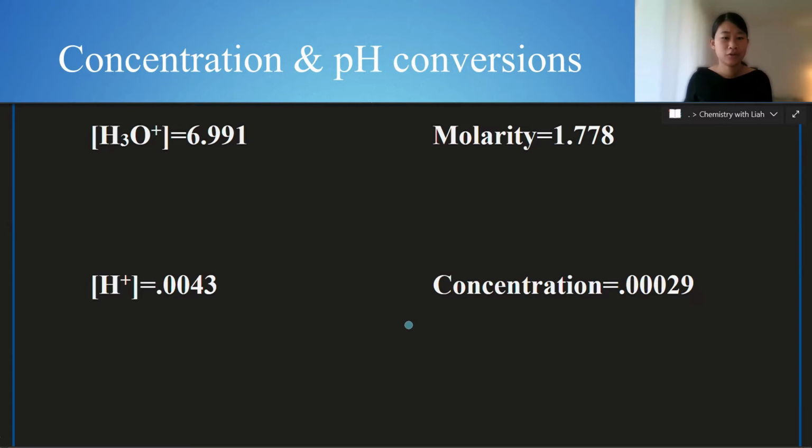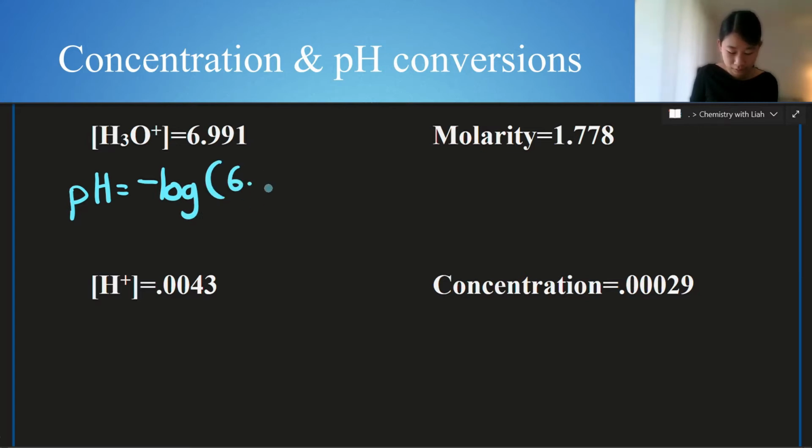Now for these next few problems, we're going to find the pH given the concentration. So for this first one, we have the concentration of the hydronium ion, and that is going to be equal to 6.991. So to find pH, we use the equation. So pH is equal to the negative log of the concentration, so that's 6.991. Now just put this into a calculator and you will get negative 0.845 for the pH.